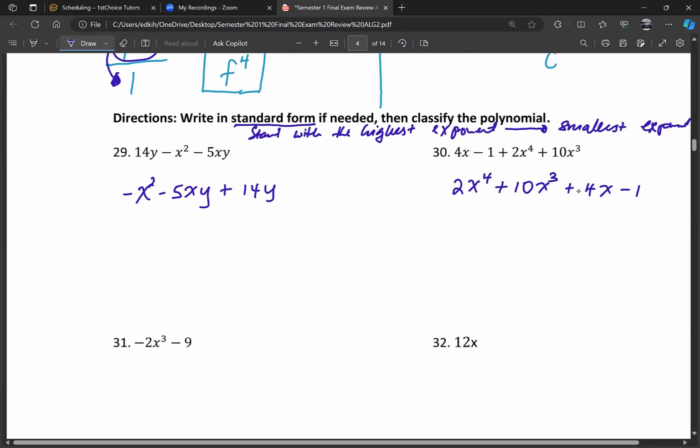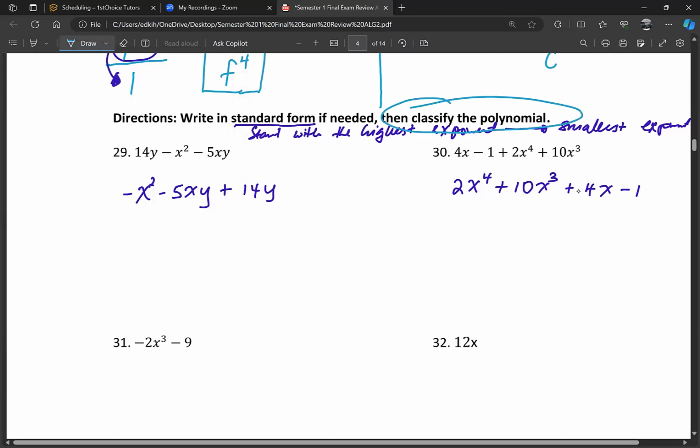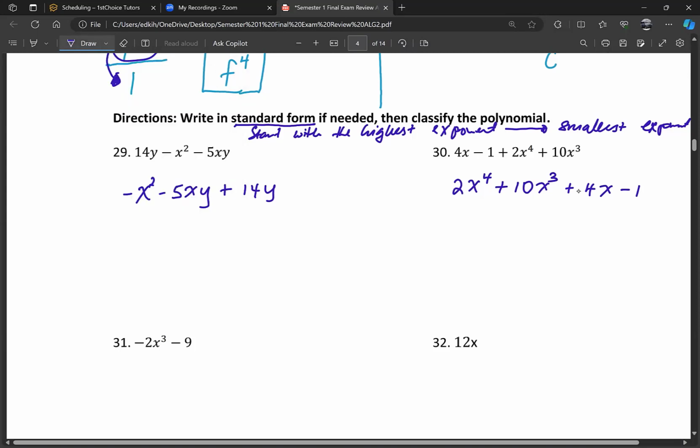Is that all we were doing? Oh, we're writing in standard form if needed, and then classify. I missed that second step. So folks, we have to classify the polynomial. So we classify polynomials by degree and by the number of terms. So if the degree is 2, this is quadratic. You guys have notes on this already. This is by degree, this is a quadratic. And it has 3 terms, 1, 2, 3 terms, which makes it a trinomial. So this is a quadratic trinomial. You always do degree and the number of terms.